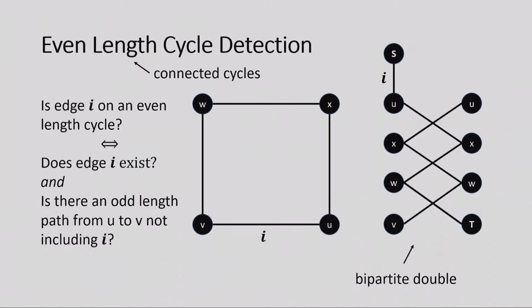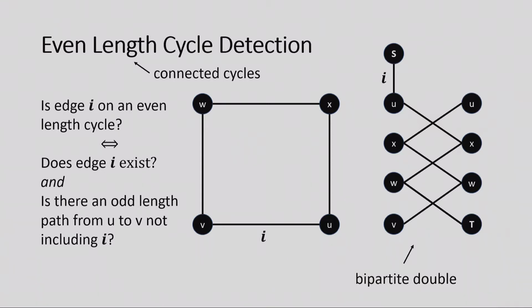Our reduction looks like this, which is the bipartite double of the original graph, which just means that we're copying all of the vertices, and then we draw an edge between the left and the right side if that edge is present in the initial one. So here, there's an edge from U to X in the initial graph, which means that we connect the left U to the right X and the right U to the left X. So that's where this graph comes from.